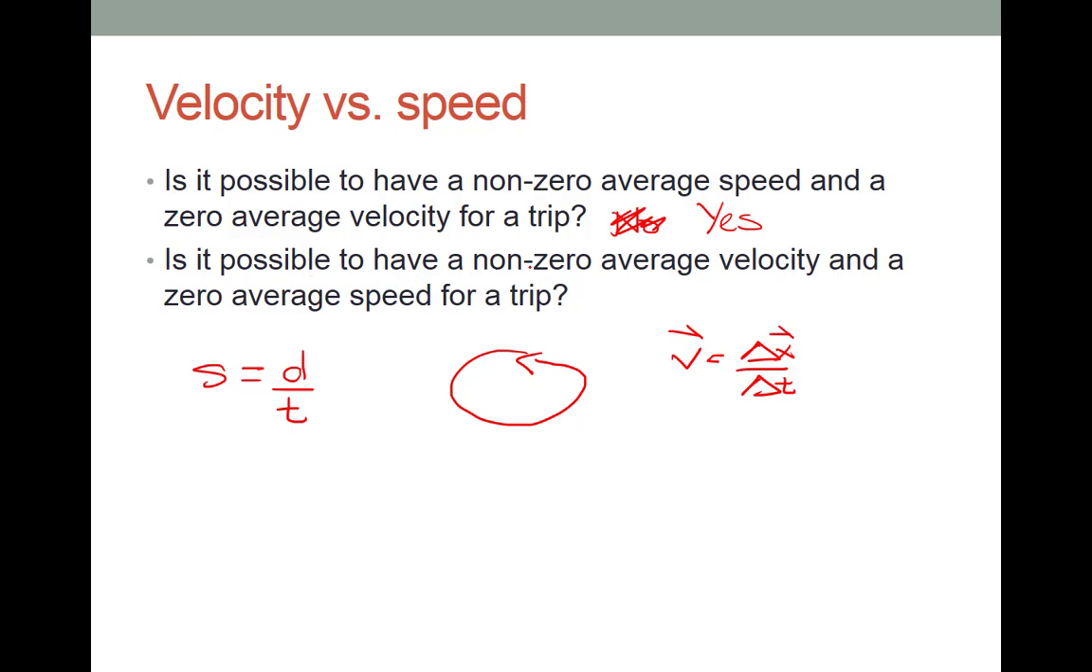So the answer here is yes. Is it possible to have a non-zero average velocity and a 0 average speed for a trip? To have a non-zero average velocity, that means my starting and stopping positions are different. And if my starting and stopping positions are different, I have to have traveled some distance. And if I have traveled some distance in a time interval, then I do have a non-zero speed. So the answer to the second one is no.